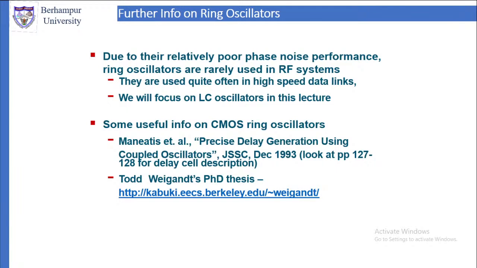We will not look into the ring oscillator. If you want more details on the ring oscillator, you can look at these two references. One is Razavi's paper of 1993, or the PhD thesis by Huygens. His PhD thesis is available at the University of Berkeley, so look at the Berkeley University website. There you will get this PhD thesis, and you can also get sufficient knowledge on the ring oscillator.